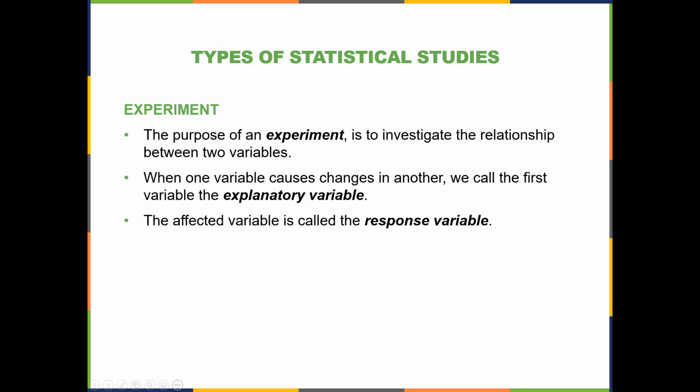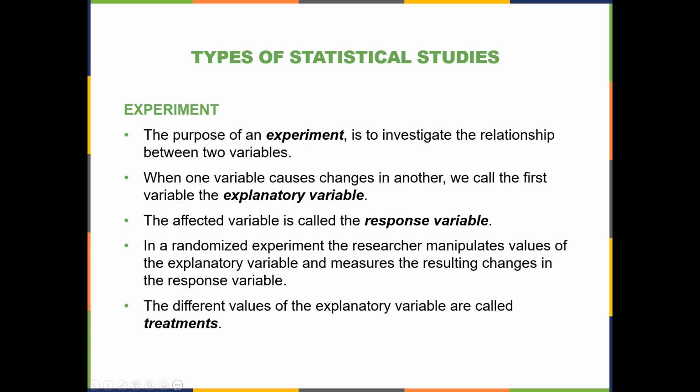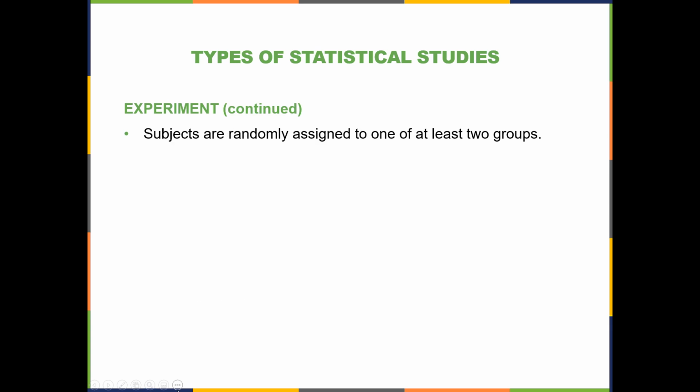In a randomized experiment, the researcher manipulates values of the explanatory variable and measures the resulting changes in the response variable. The different values of the explanatory variable are called treatments. Subjects are randomly assigned to one of at least two groups.